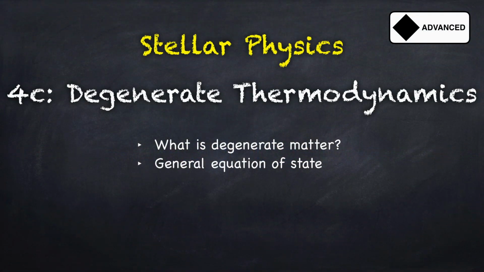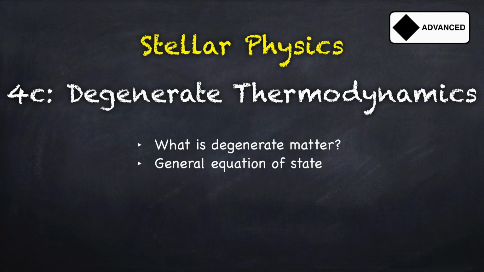Welcome to Stellar Physics 4C. In this video, I'm going to go over the thermodynamics of degenerate matter. Stellar core remnants are made up of degenerate matter, so if we want to understand the physics of objects like white dwarfs and neutron stars, we have to understand what degenerate matter is.